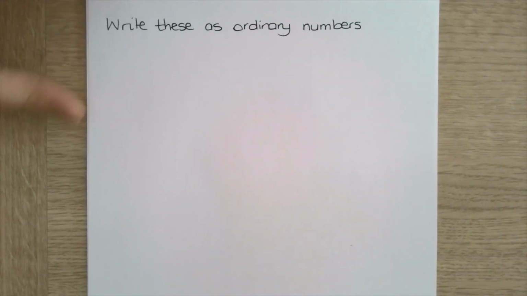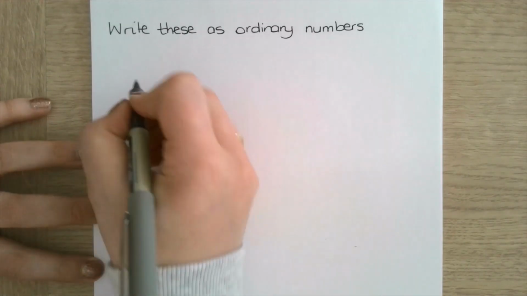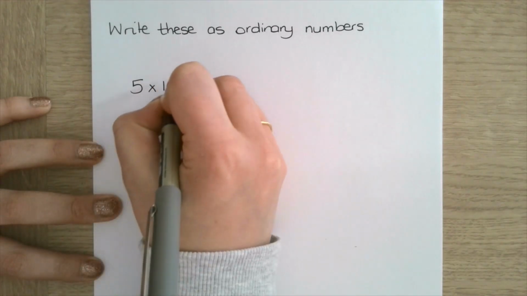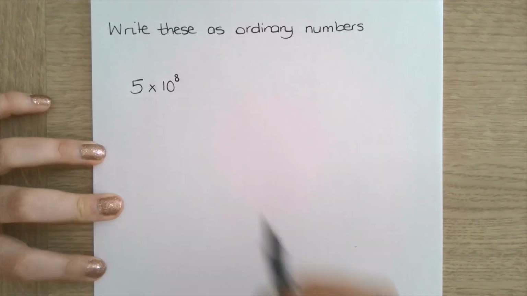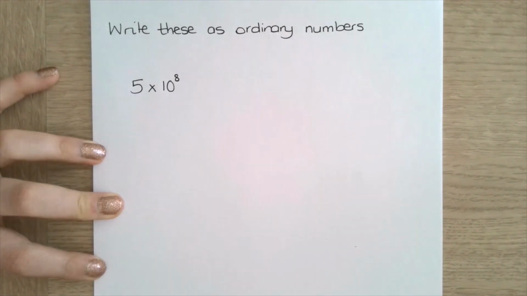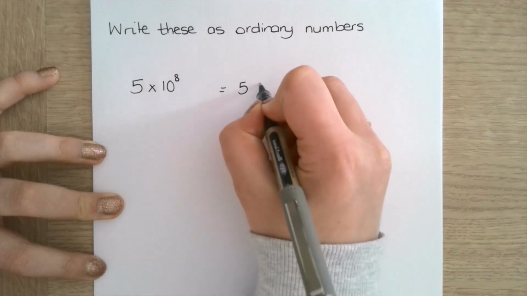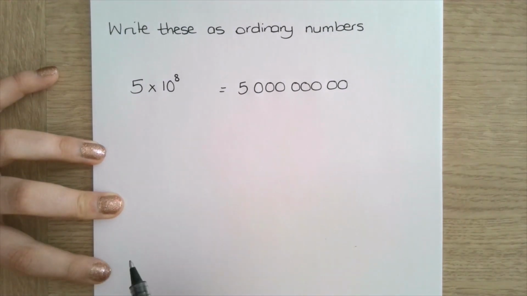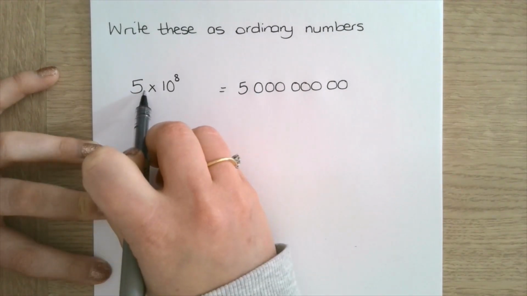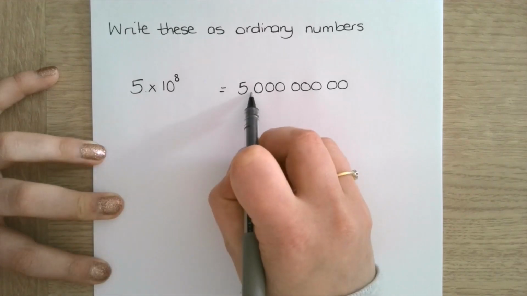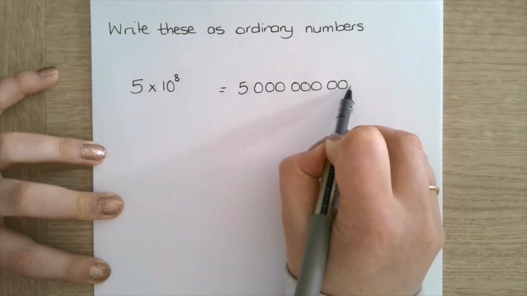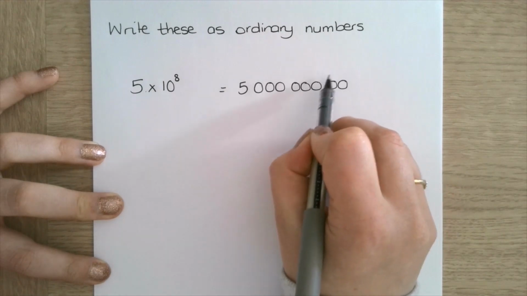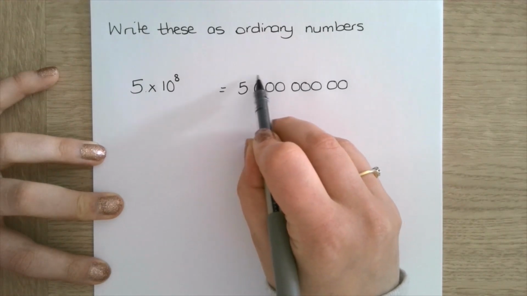How about if we have numbers that are in standard form and we are asked to put them into ordinary numbers? So 5 times 10 to the power of 8. So that means I'm going to have 5 with 8 zeros, because if the decimal point in the standard form is here, how many times have I jumped from my decimal point here to get here? 1, 2, 3, 4, 5, 6, 7, 8.